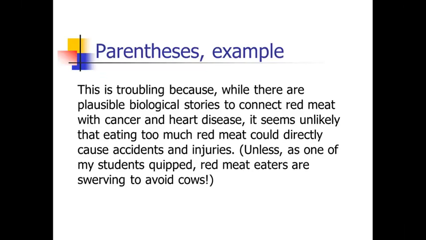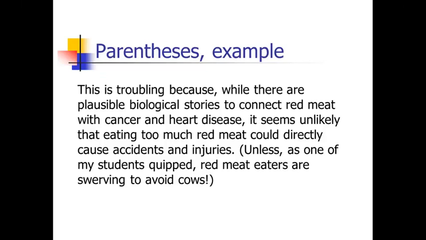Here's an example. This was actually from an article I was writing about statistics, and I slipped in a little, sort of a joke. I was trying to be a little funny, so again, I've encouraged you to take some risks in your writing, so I don't know if this joke came off all right or not, but anyway, I slipped it in there with some parentheses.